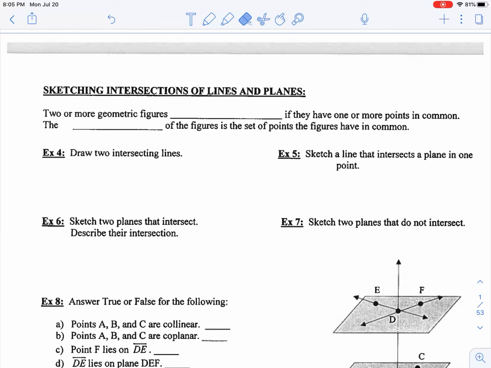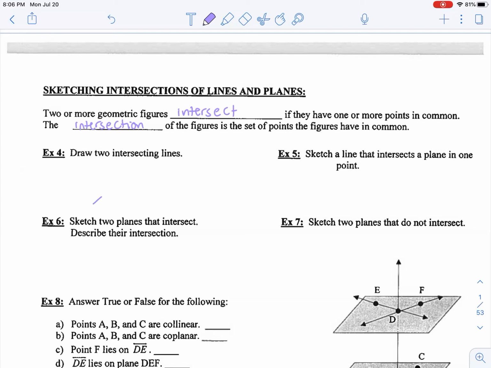In this video, we're going to sketch intersections of lines and planes. Two or more geometric figures intersect if they have one or more points in common. The intersection of the figures is basically all the points that they have in common.